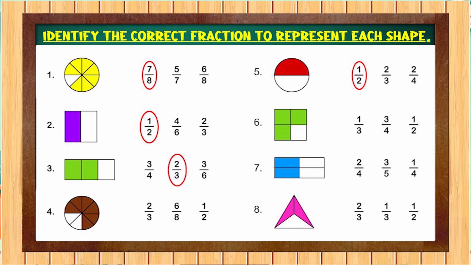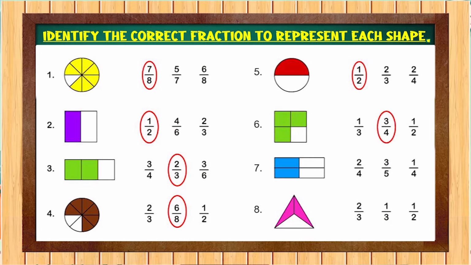Number 4, we have a circle. That circle is divided into 8 equal parts and 6 out of those 8 parts are shaded. So the fraction to represent that shape would be 6/8. Number 6. We have a square. The square is divided into 4 equal parts and 3 out of those 4 equal parts are shaded. Therefore, the fraction to represent that shape would be 3/4.